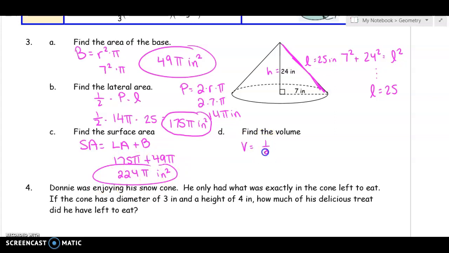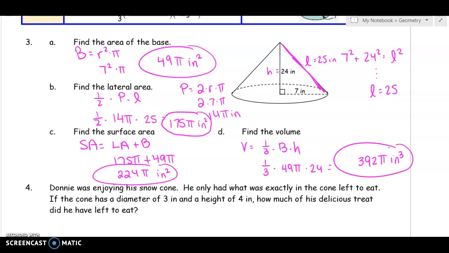Volume is 1/3 the area of the base times the height. Well, we know all of those. The area of the base is 49 pi. The height is 24, not 25. Multiply those together and you're going to end up with 392 pi, and this one will be cubic units because it is volume. All right, so that's how that one works.